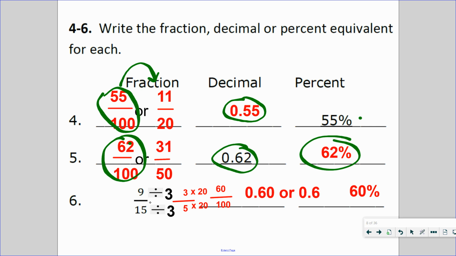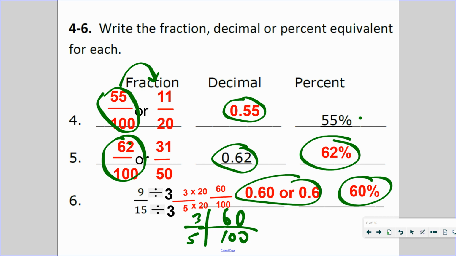Next one, 9/15, divide by 3. Divide by 3 is 3/5. 3/5. How do you build this to 100%? Times 20, times 20. 60 hundredths, or 60%. Be aware, 60 hundredths is the same thing as saying 6/10.